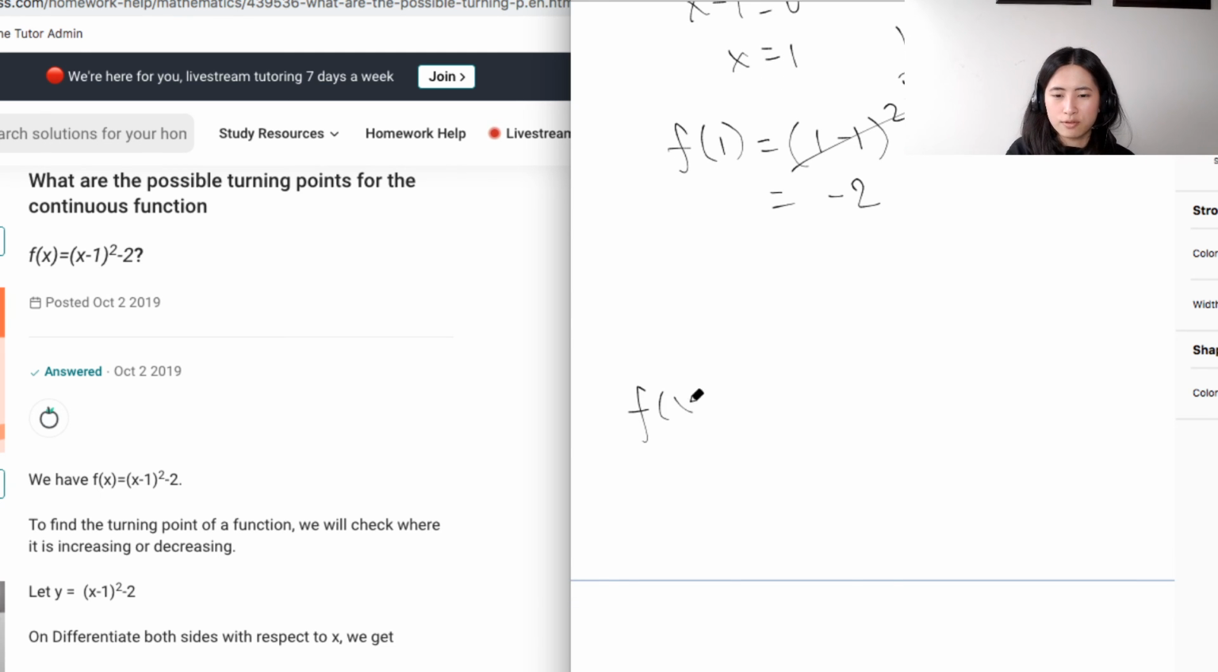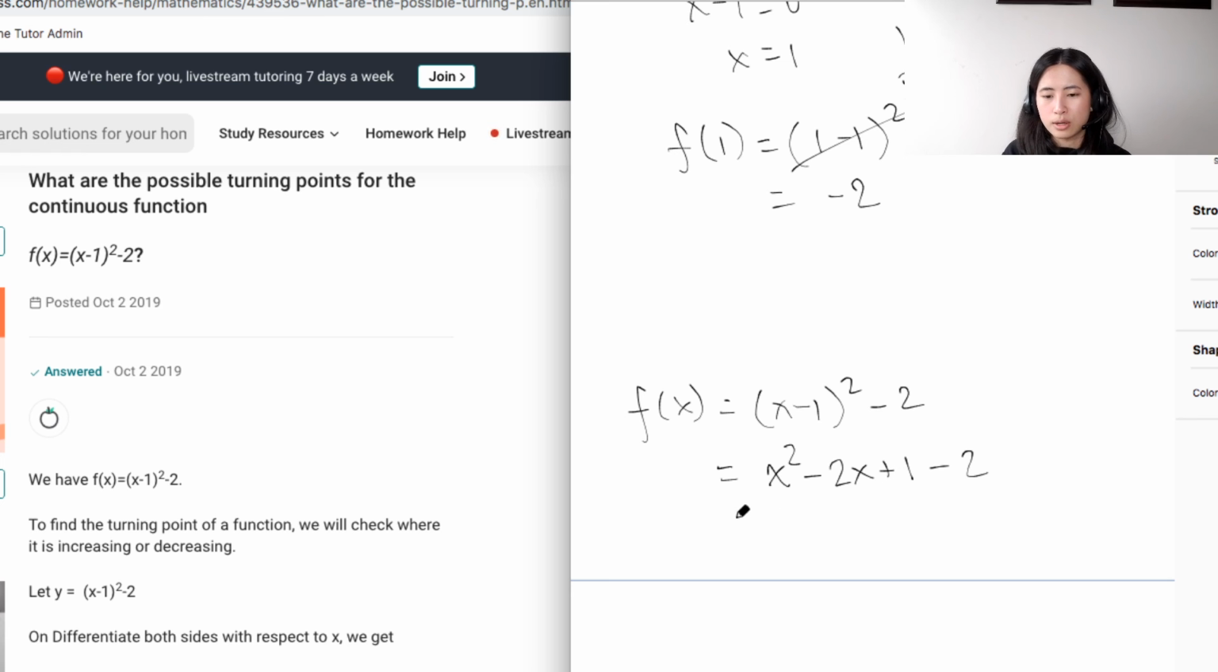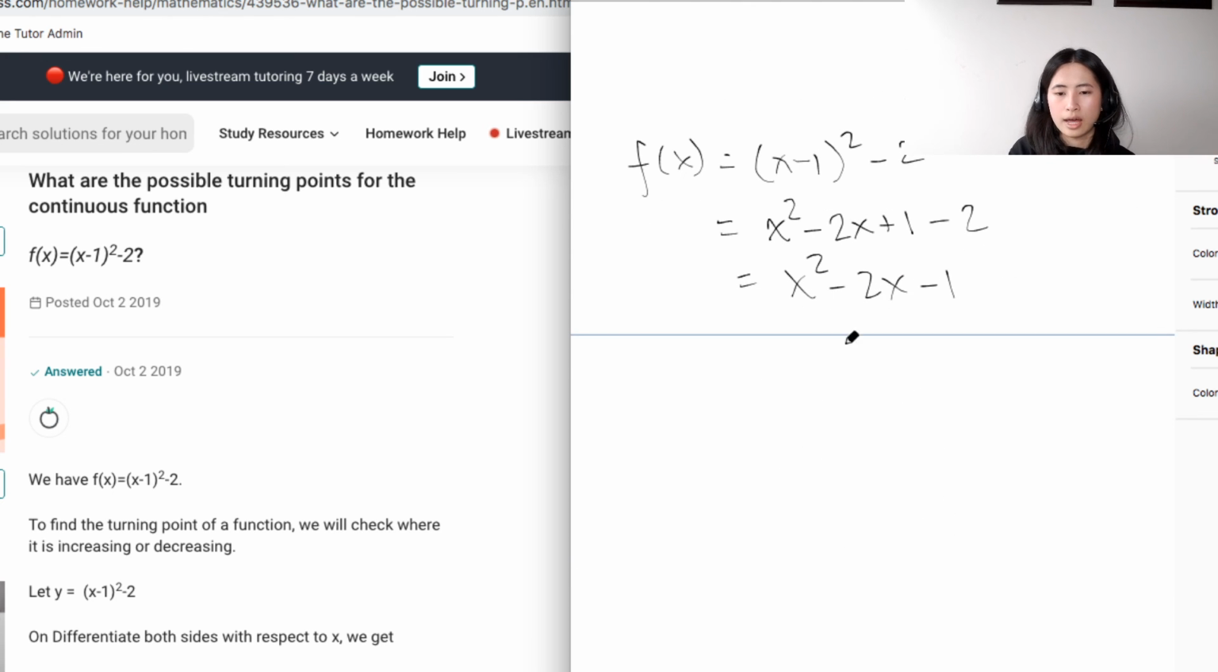So if you have your function f of x, which is equal to x minus 1 squared minus 2, when you expand this, and why do I need to expand this? Because it's easier to take the derivative. So you have x squared minus 2x plus 1. A minus b squared is a squared minus 2ab plus b squared. That's the formula. And then you have minus 2. So as a result, you see that this is x squared, minus 2x, and minus 1. So when you take the first derivative, you're going to have 2x minus 2.